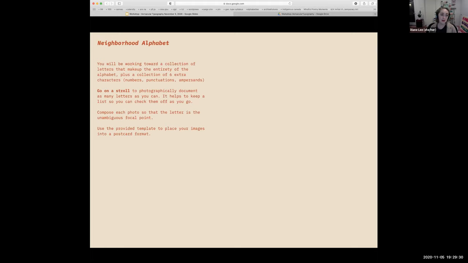So one thing to keep in mind as you're on your stroll collecting letters is that you should be composing each photo so that the letter is the unambiguous focal point of your photograph. I'll say a little bit more about that when I show you an example. Once you have your collection of in total 32 characters, did I get that right? 32 characters, the grid is 4x8. Once you have that collection, you can very easily just drop each letter into the provided template.